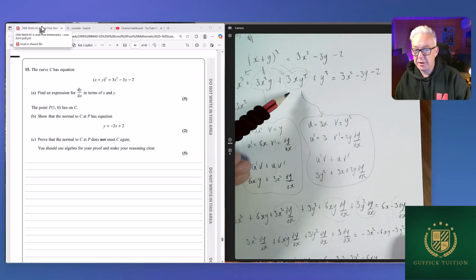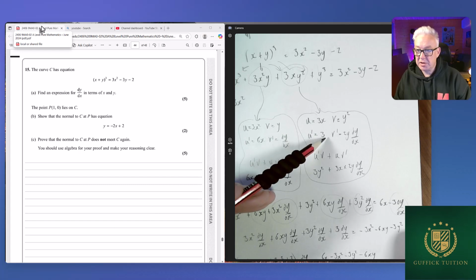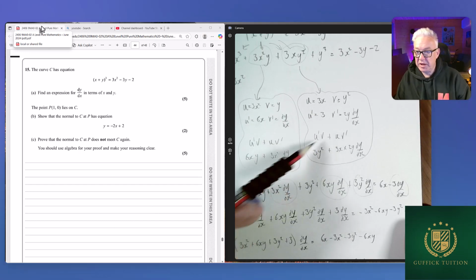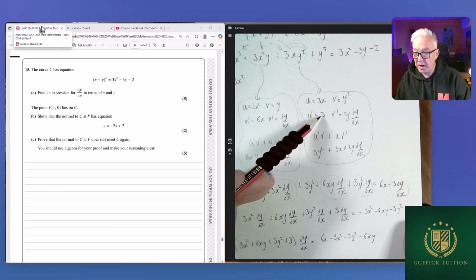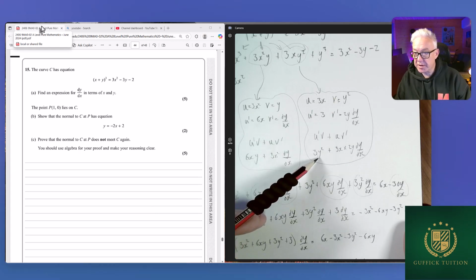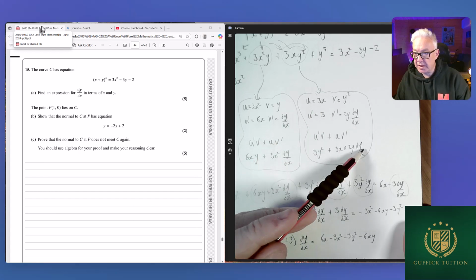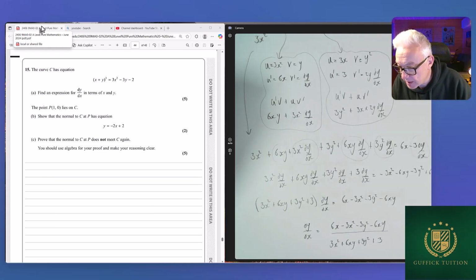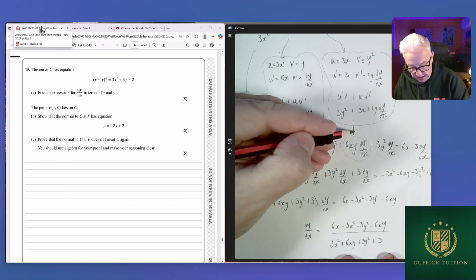Over here now, let's turn our attention to 3xy squared. So u is equal to 3x, so u dashed is 3. v is equal to y squared, so v dashed is 2y dy by dx. Subbing into the formula u dash v add u v dashed, we have 3 times y squared, so 3y squared, and u, which is 3x, times v dashed, which is 2y dy by dx. So those results can now be put in. Let's have a look at these two results.